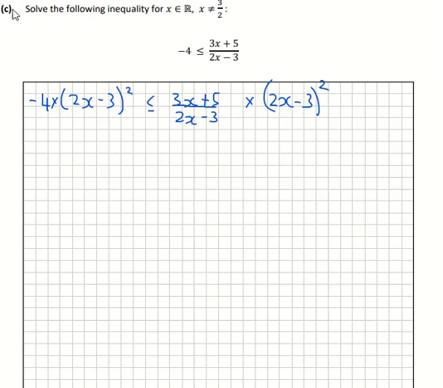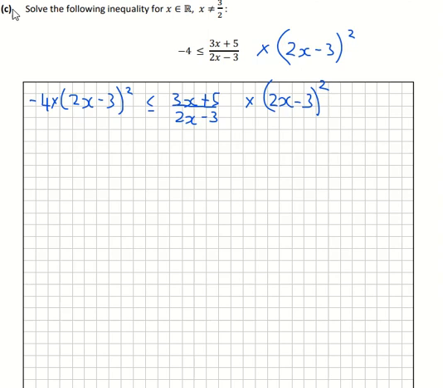Solve the following inequality. This is a rational inequality because it's one fraction, one number divided by another. The way we solve these is we have to multiply the entire equation by 2x minus 3 squared. The reason it has to be squared is that this is definitely a positive number.